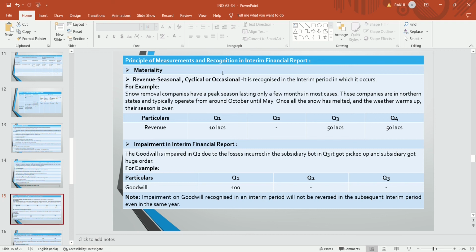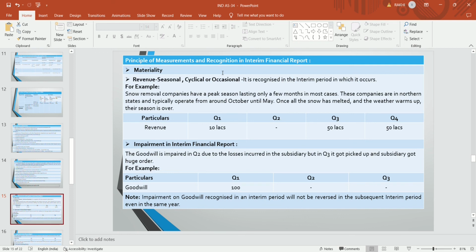If the impairment is related to goodwill, then the goodwill is impaired in quarter 2. Suppose the goodwill is impaired in quarter 2 due to losses incurred in the subsidiary, but in quarter 3 it picked up and the subsidiary got a huge order. For example, there is goodwill in quarter 1 and in quarter 2 the goodwill is not there because it is impaired. If the goodwill is impaired and in a subsequent quarter the business picks up, will the impairment be reversed? No, it will not be reversed, because goodwill impairment is not reversed.